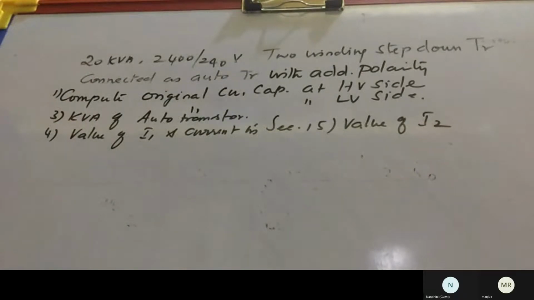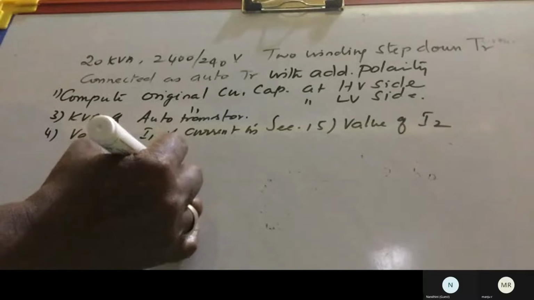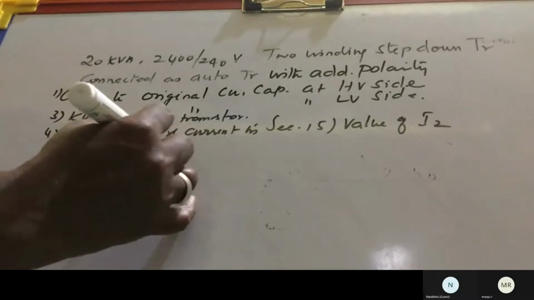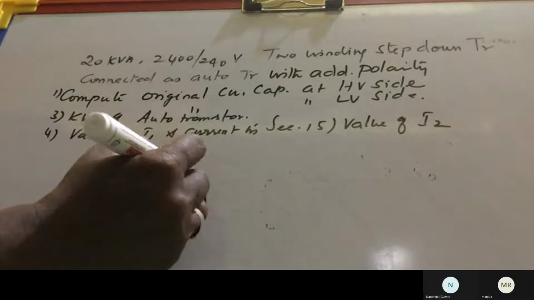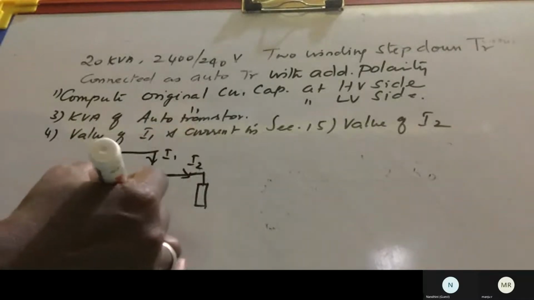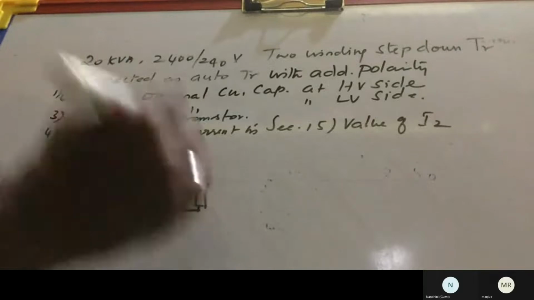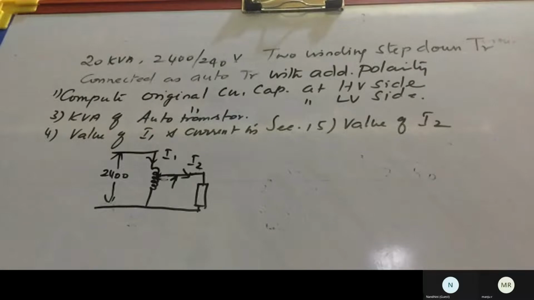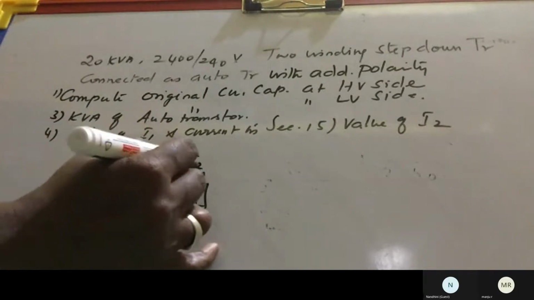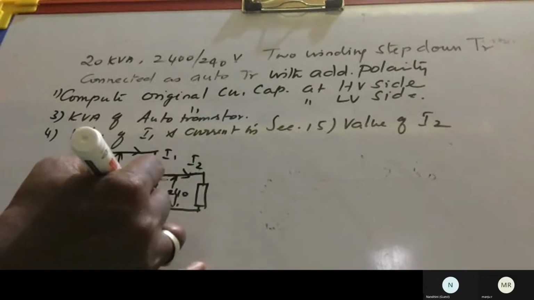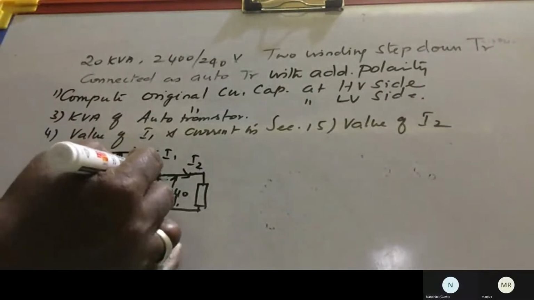We can take it either at the bottom or at the top. So what about this current? If you are taking the auto transformer, that is the current we take as I1 and this will be I2. So this will be 2400 and the voltage across this will be 240. The current is I1 and this will be current I2. What about this current? Can you tell? This will be I1 minus I2.